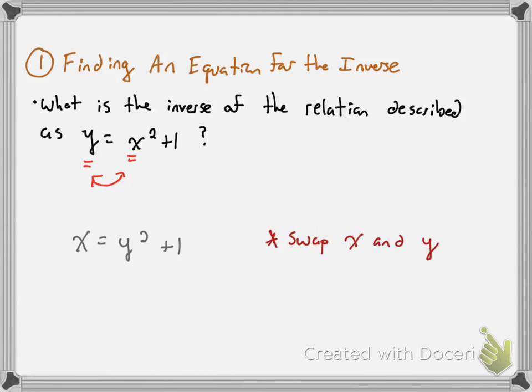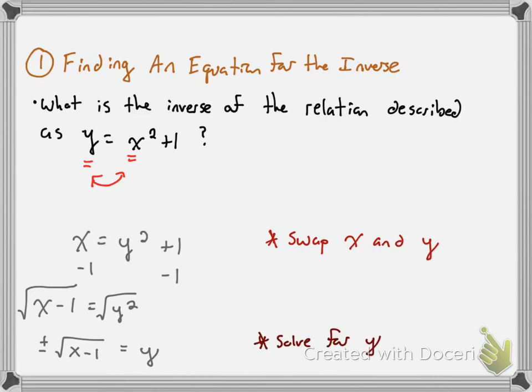From there, to get my new equation, I want to get my new y by itself. So I'm going to subtract 1 on both sides, and then my last step, I have y squared, so I'm going to square root both sides, and I'm left with y is plus or minus the square root of x minus 1. So again, in 2 steps, first I switch my x and y, or where my x and y are in the equation, and then I solve for y.